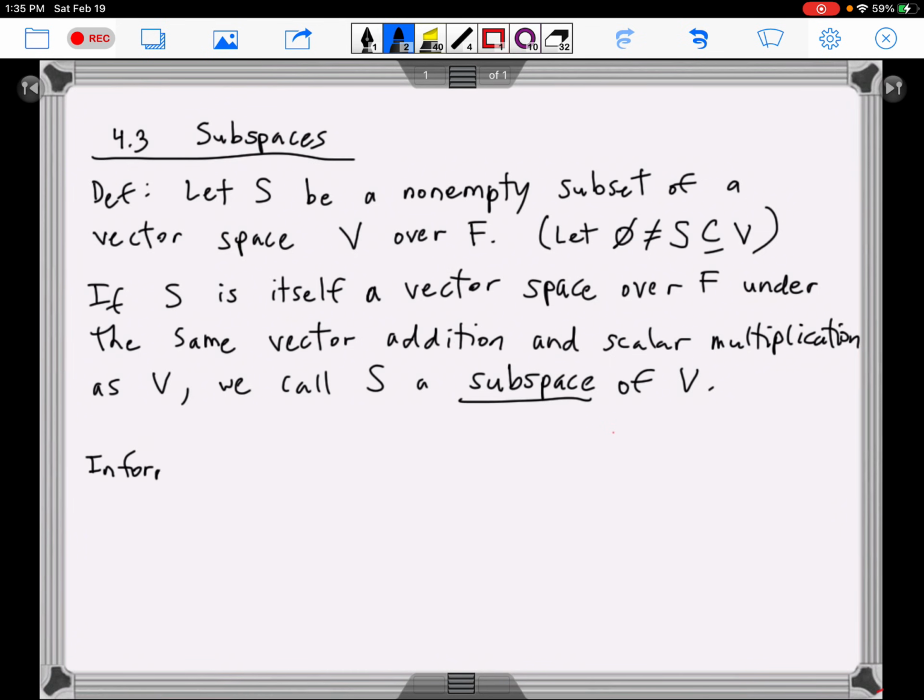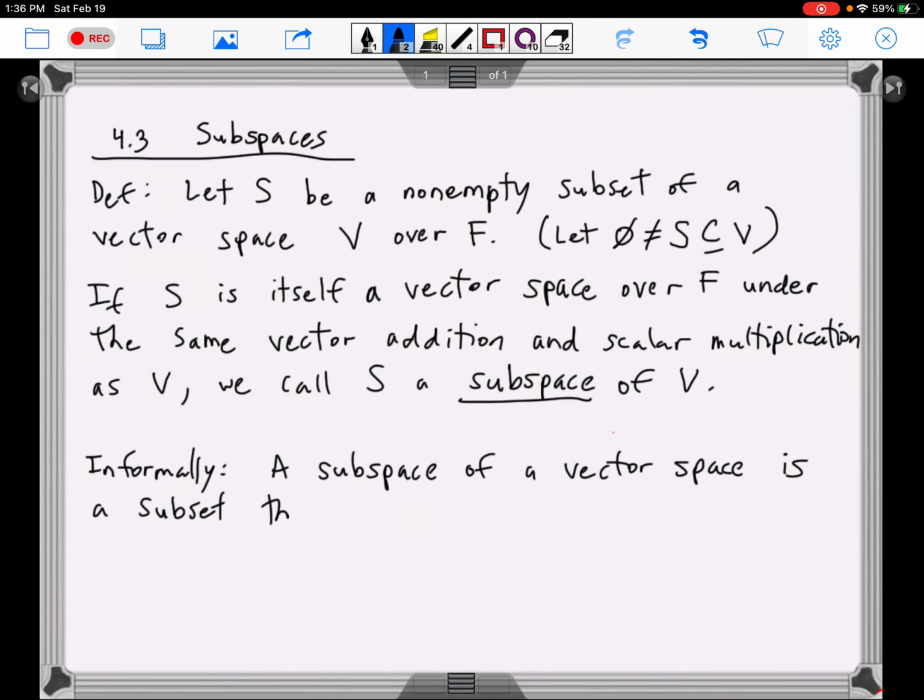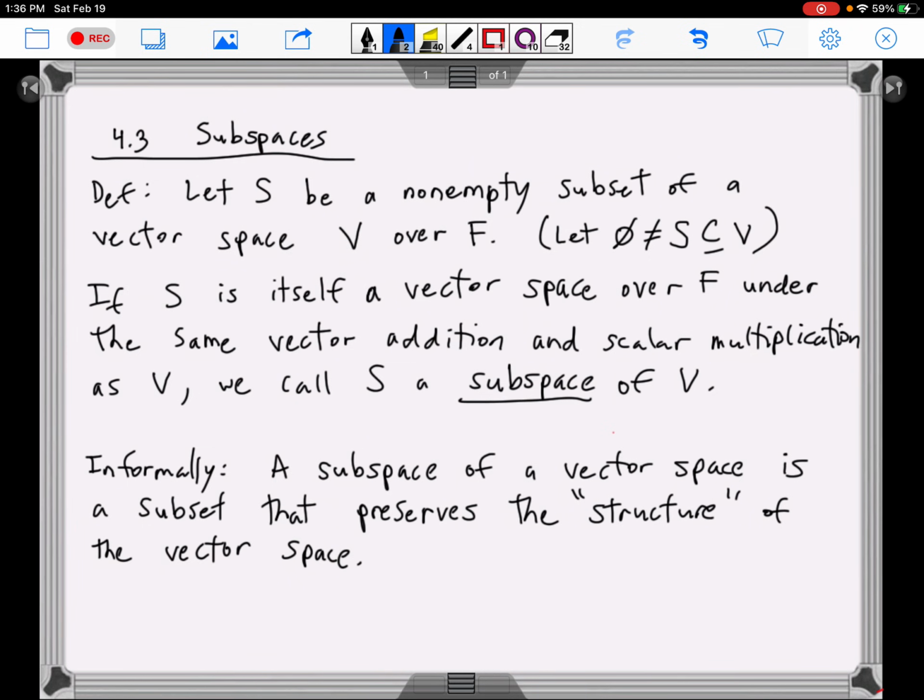So informally, you want to think about it as follows. A subspace of a vector space is a subset that "preserves the structure" of the vector space. Obviously, that's the informal part of what I'm writing.